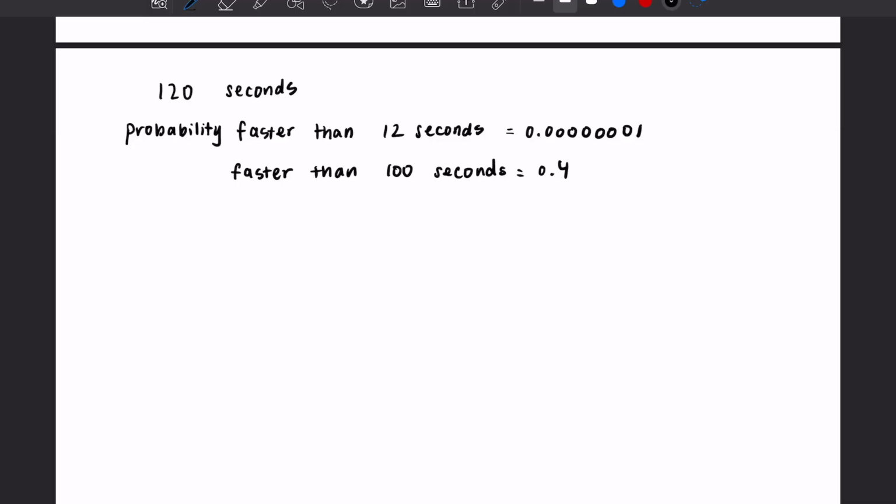Arnold's sprint time was 120 seconds, which is extremely slow. And we also know that the probability of Arnold running faster than 12 seconds is 0.000001, and the probability that she runs faster than 100 seconds is 0.4.